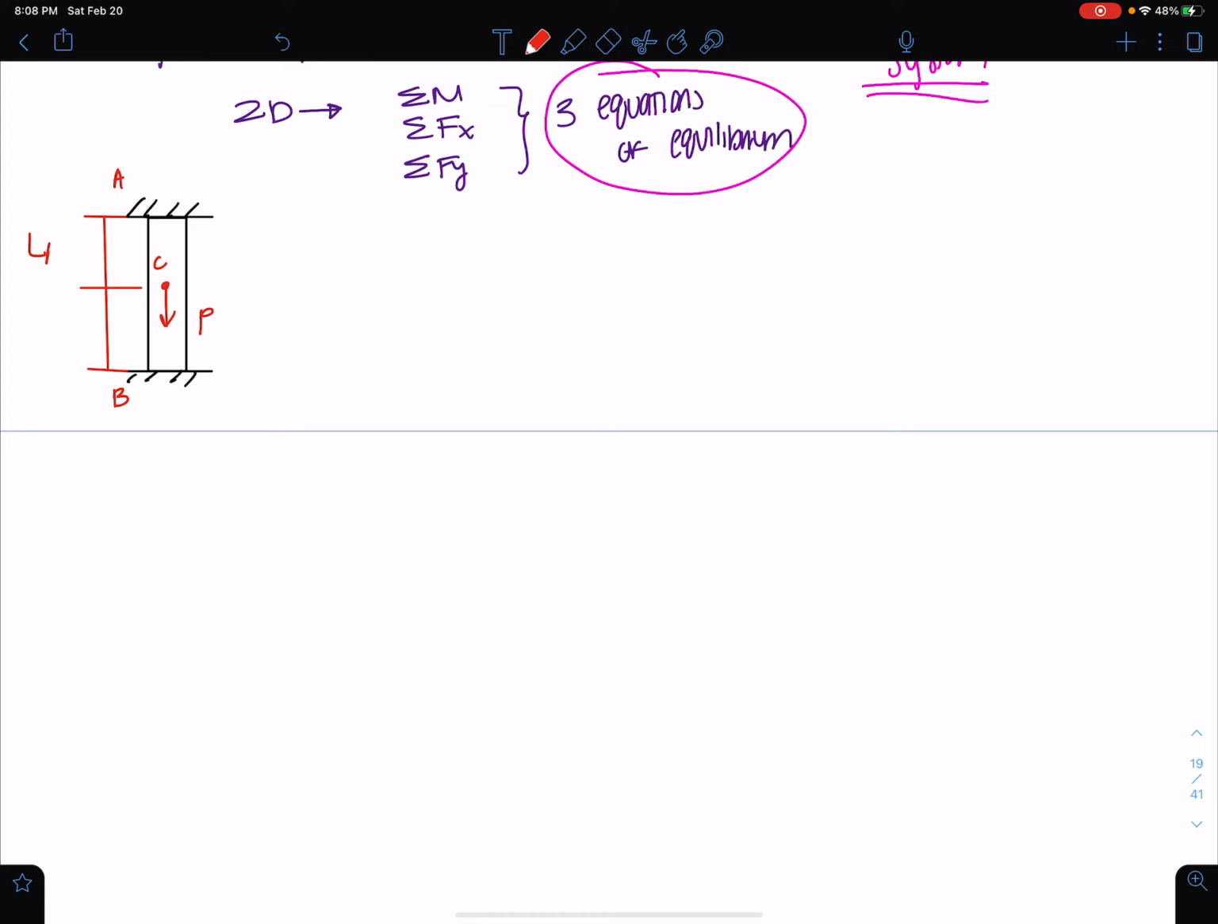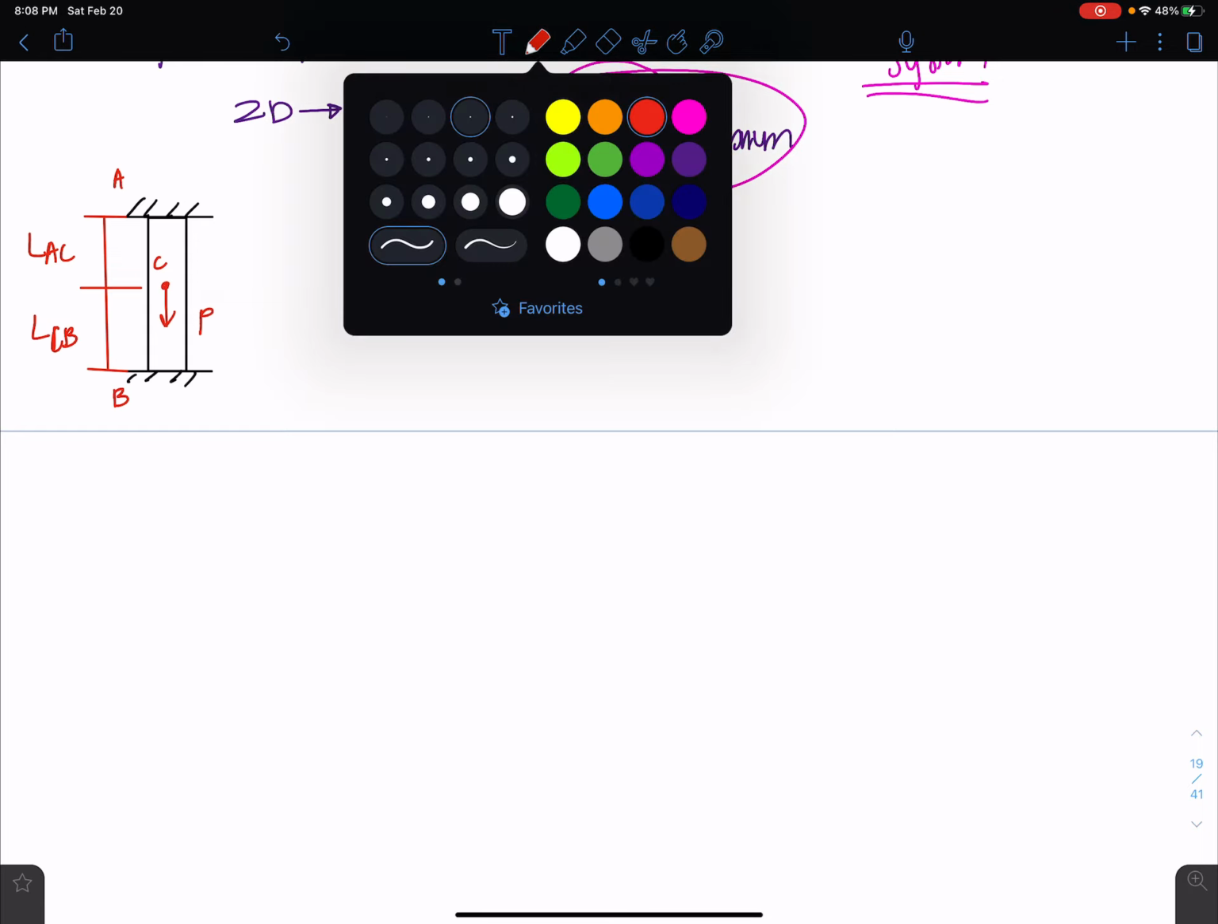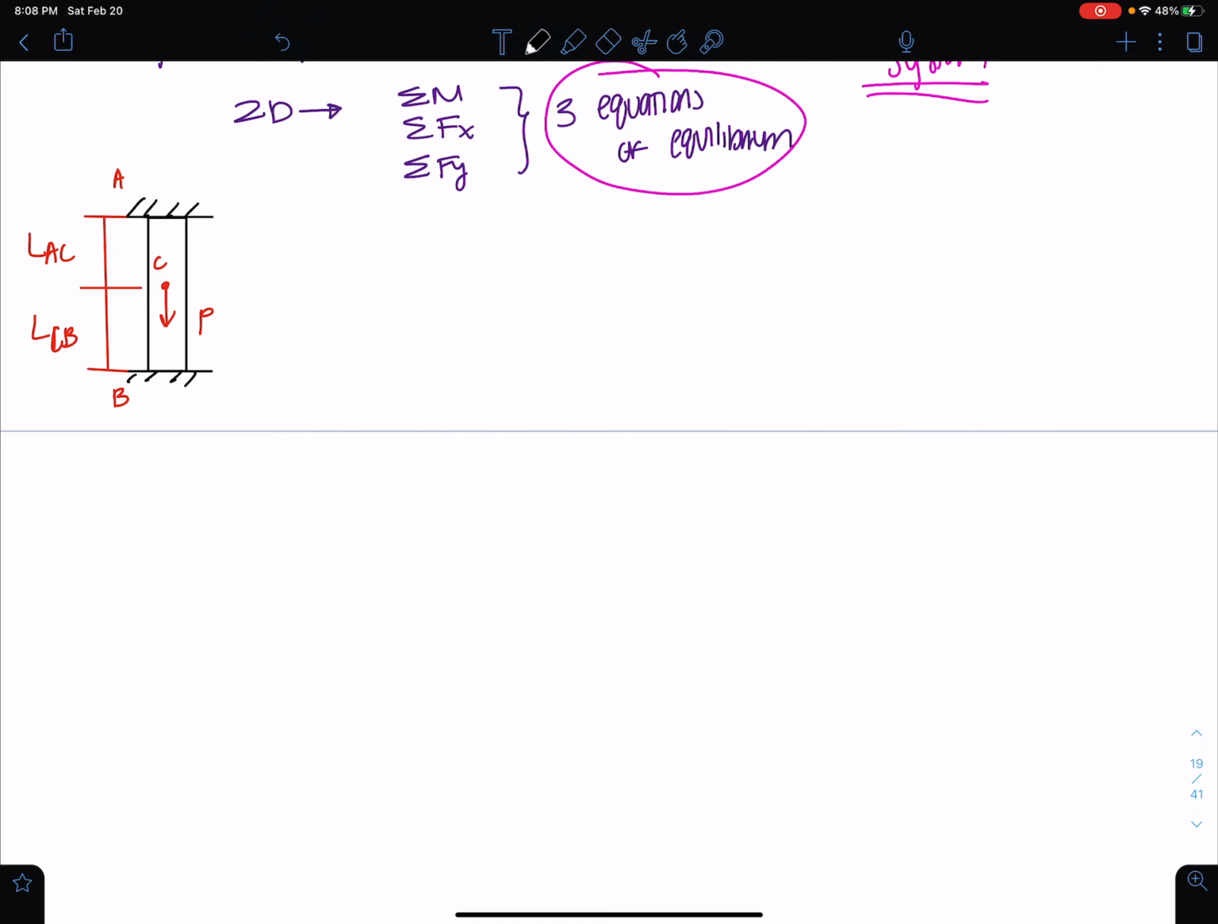So we have LAC, LCB. Now what happens here is this is also indeterminate. Why? Because I have these two reactions here. I would have some reaction and some reaction, whichever direction. So if I were to sum forces in the y direction, I would basically get FB plus FA minus P equals 0. And that's not enough equations to solve for this.